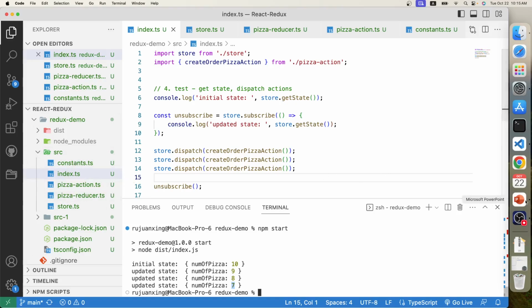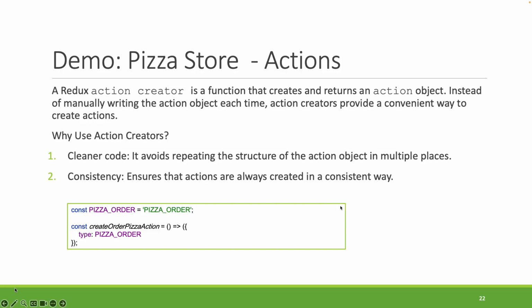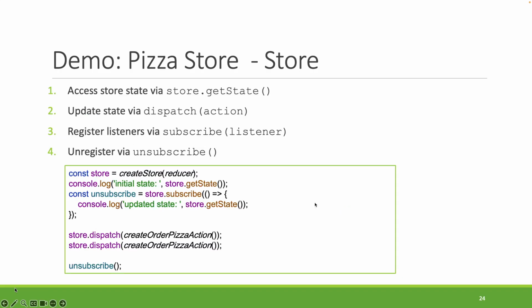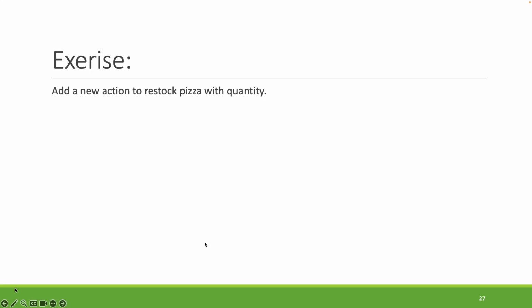Okay, so next one we have this is refactoring. Let me see here. This is our refactoring. So our code in SRC is being changed in multiple places. As we mentioned earlier, the constants, index is for testing, action is the action creator, reducer is reducer, store is a store.